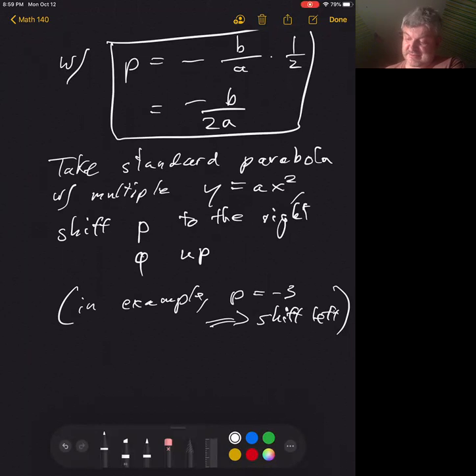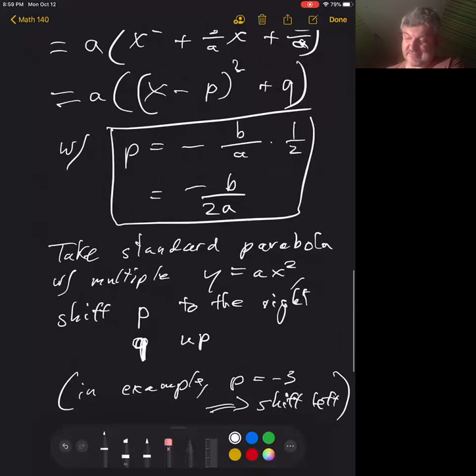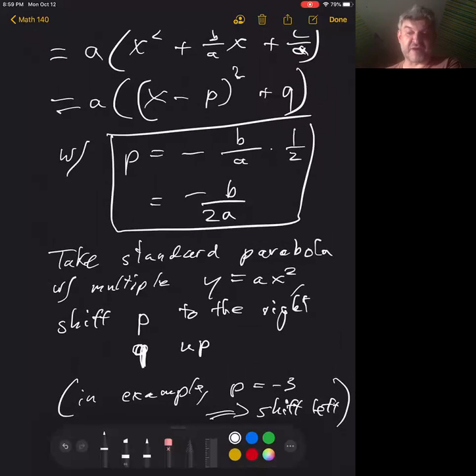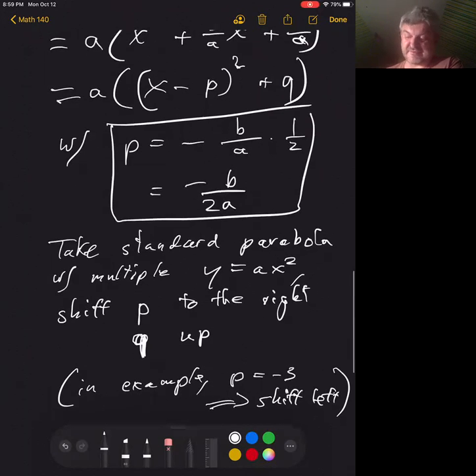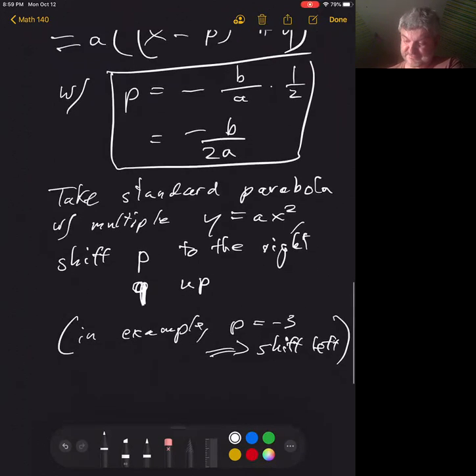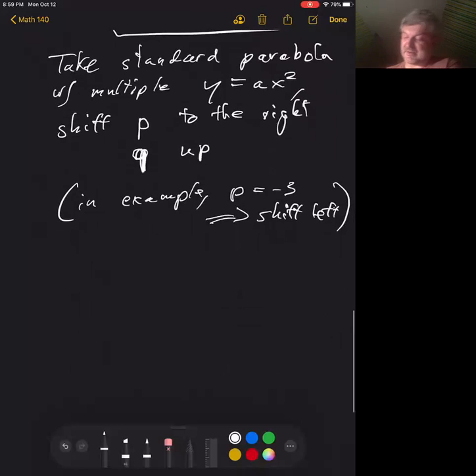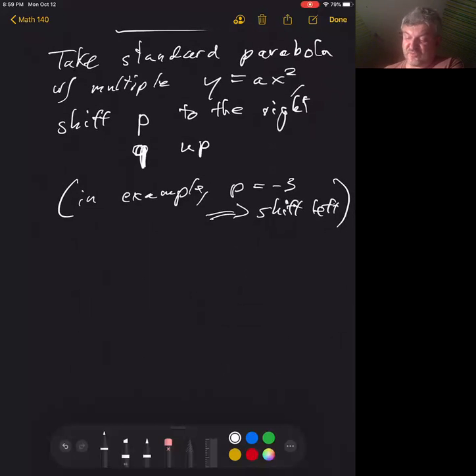And the other one, the q, again, if q is positive, it's a shift up. If q is negative, it's a shift down, because I wrote the q on the side of the x, not on the side of the y. Okay, let's do one more example for that. Maybe go the other way.